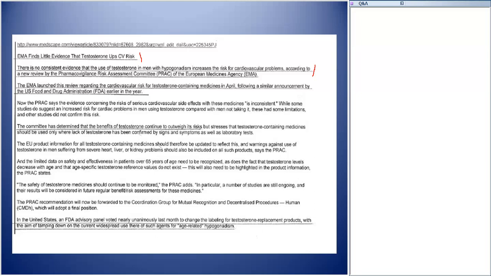In the United States, the FDA advisory panel voted nearly unanimously last month to change the labeling for testosterone products with the aim of tamping down on the current widespread use of such agents for age-related hypogonadism or anti-aging. So this last paragraph is an extremely important paragraph to understand the current state of affairs. For the last 50 years, we've been able to prescribe testosterone to help improve quality of life and help decrease cardiovascular diseases, as well as the many risk factors associated with it. But because of that article that appeared in Time magazine, where testosterone has been used for anti-aging, and there's anti-aging clinics everywhere, and men are going into these men caves and getting their testosterone shots, they needed to sort of put a crimp into that.